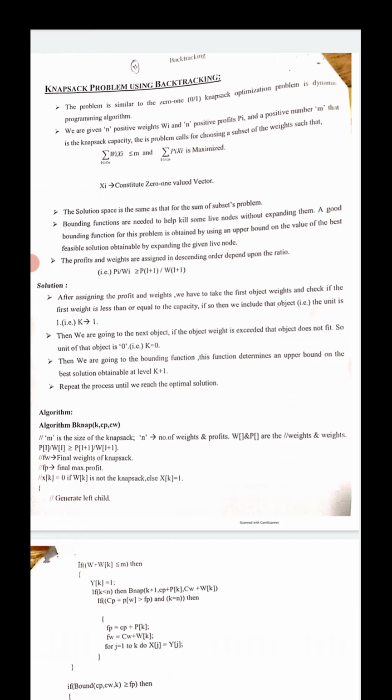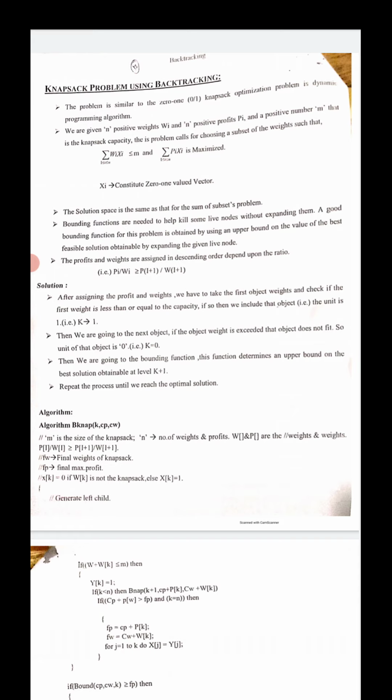So here the solution space is the same as that for the sum of subset problem. Already we discussed the sum of subset problem.